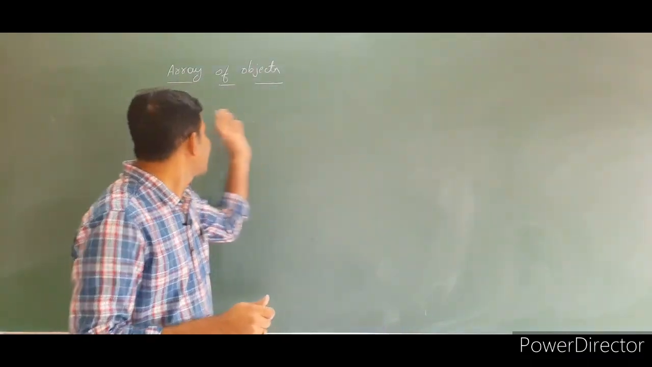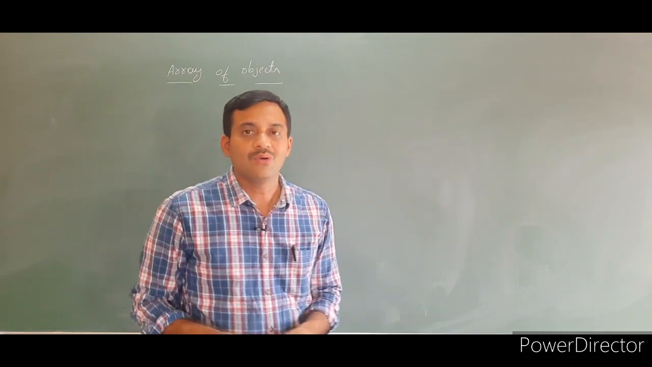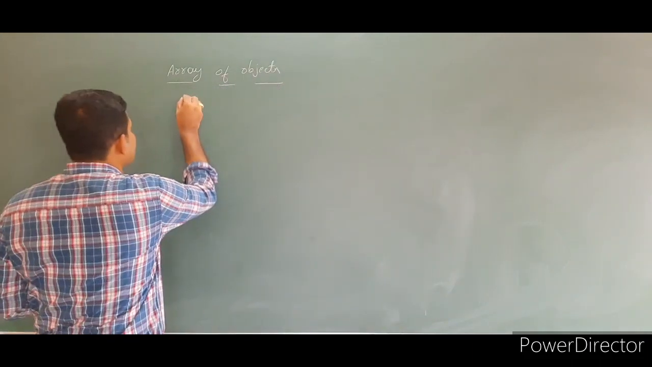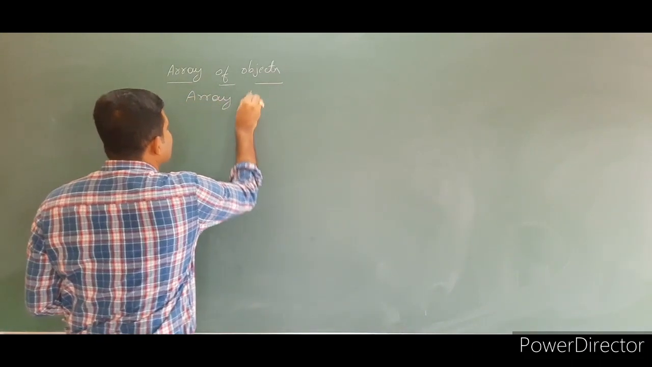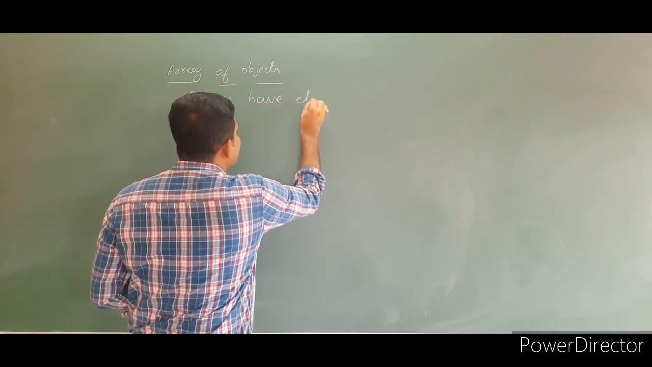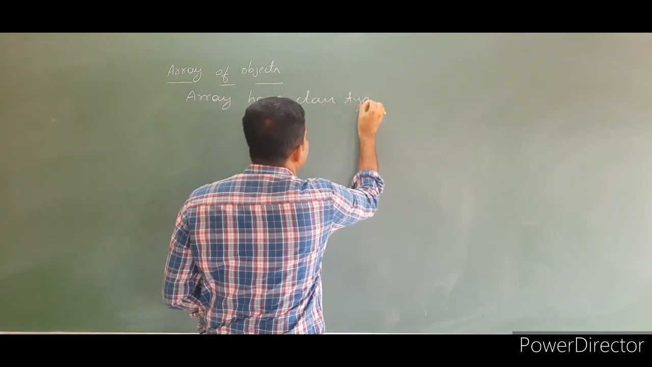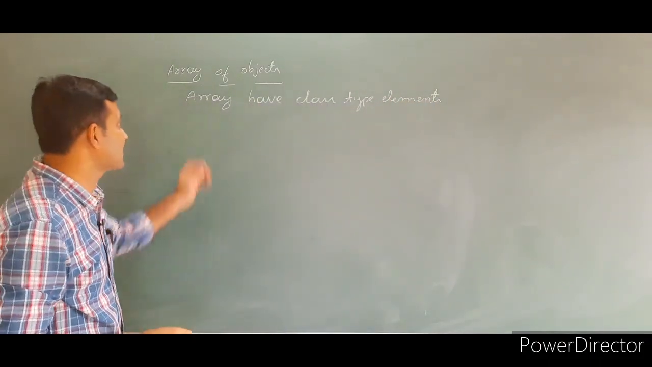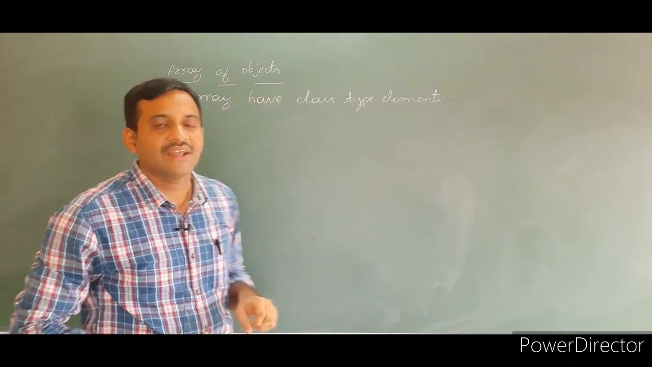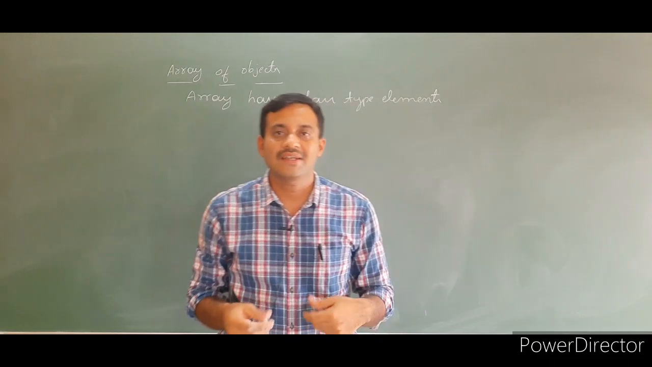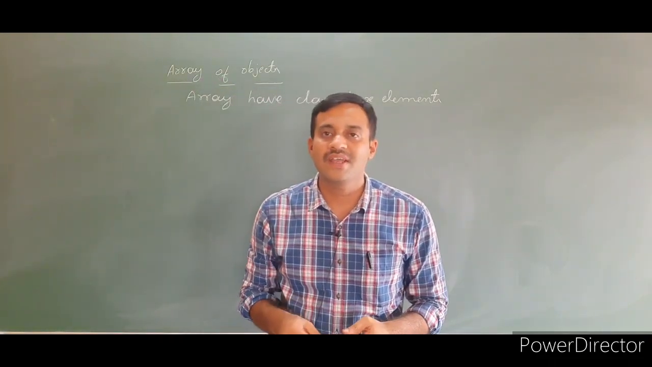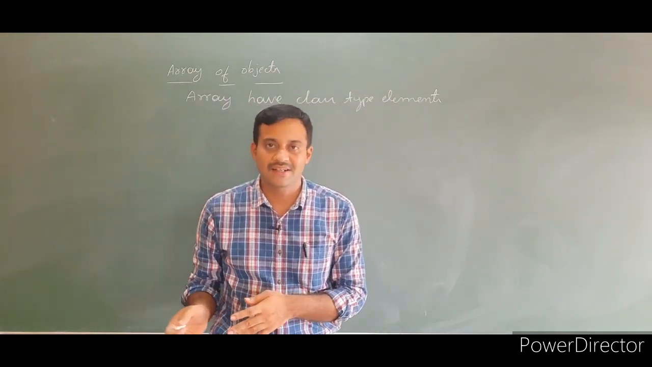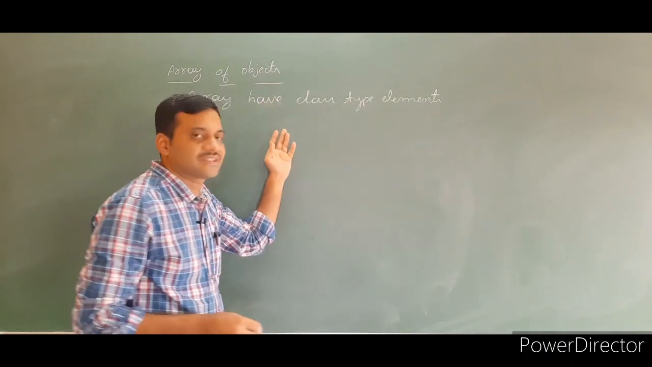Let's discuss array of objects. An array that has class type elements is called an array of objects. Here the array of objects is declared after the class definition. Like any other array declaration, the array of objects is declared in the same way.